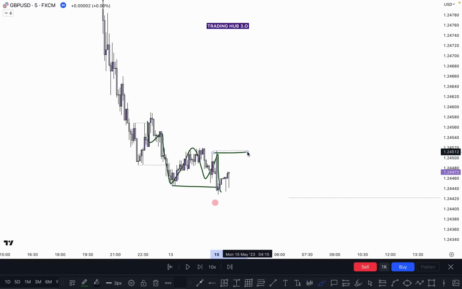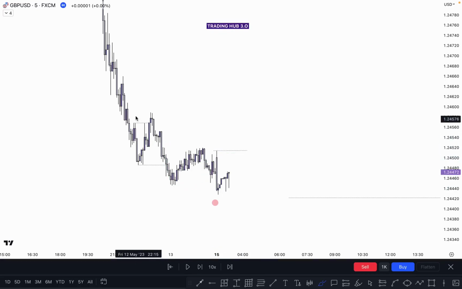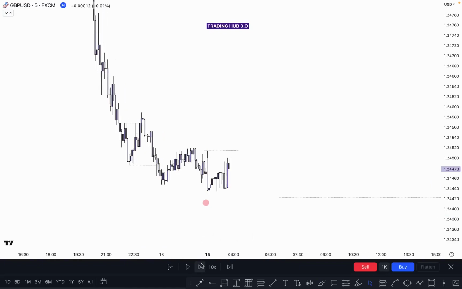So once the first pullback is broken, then we can take a decision for the buy, because the market has already taken out this one like this. So it means this is our fake CHoCH, right? So you don't need to buy here, you have to wait for it again. So let's see what happened next after this one.